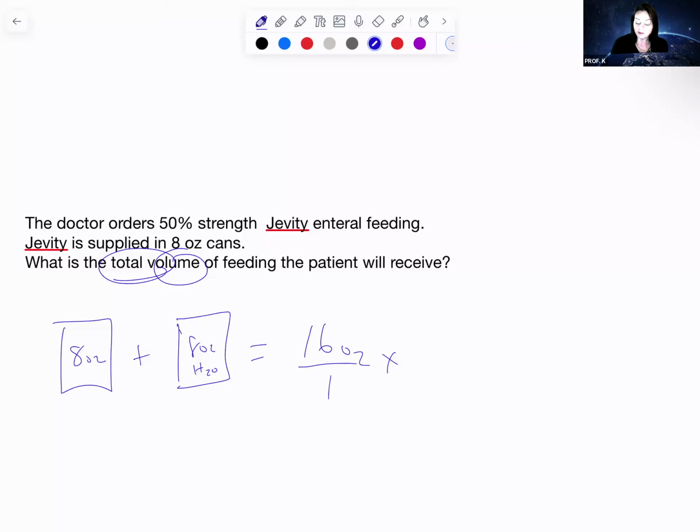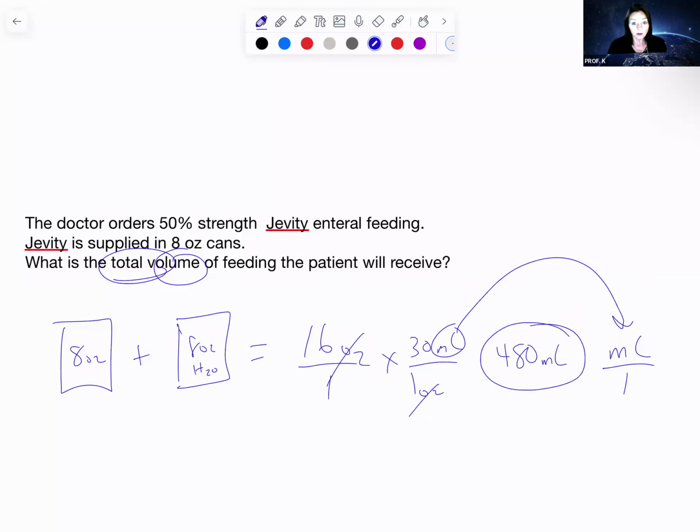But everything is in milliliters because it's part of intake and output. So it's the same conversion: 16 ounces, 1 ounce is 30 milliliters. 16 times 30 is 480. So the answer is 480 milliliters. Now, a lot of people will convert the 8 ounces to milliliters first, because they like to do that. That's fine. I don't care.